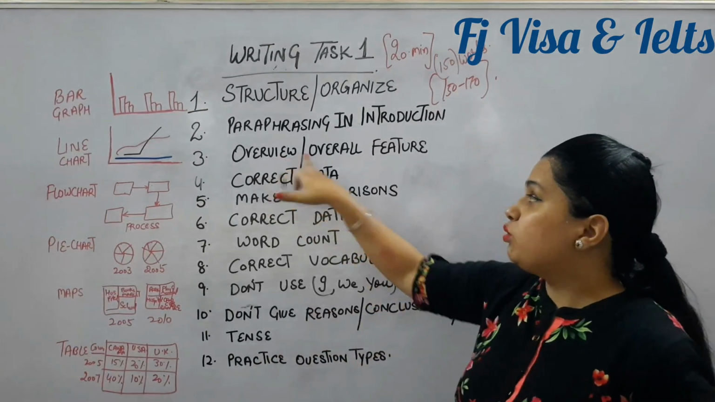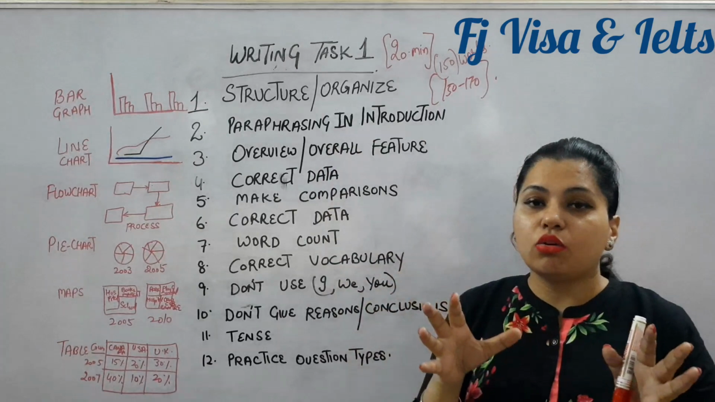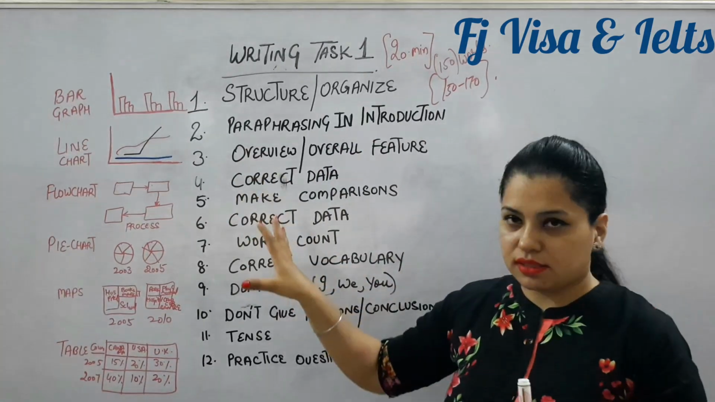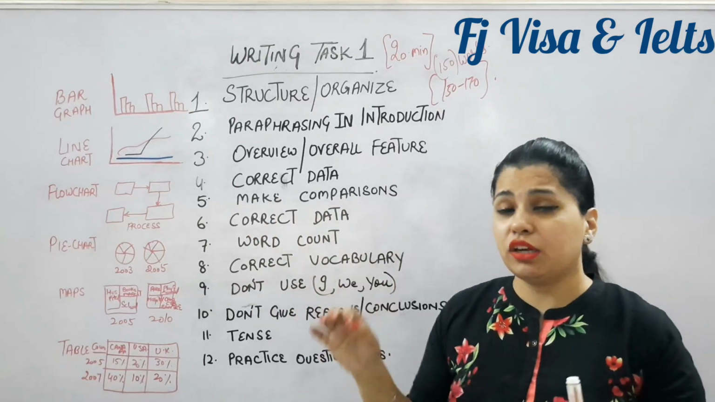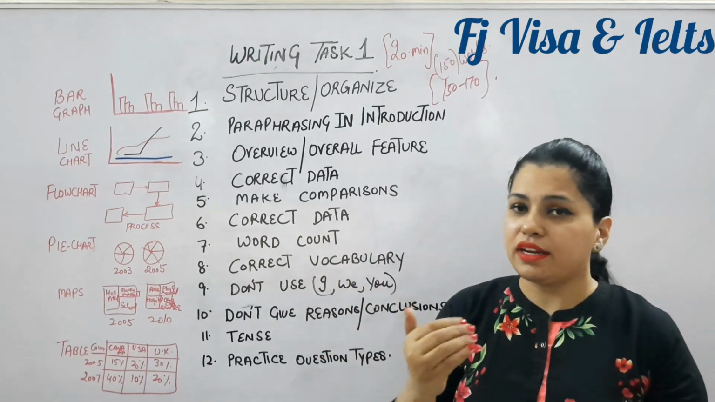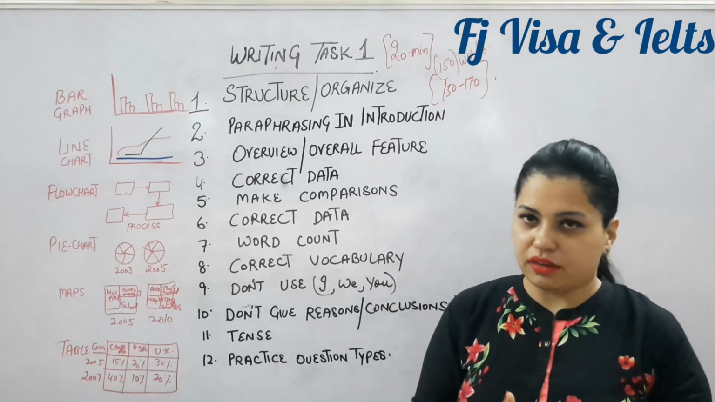Then the third point: you have to include the overall features. What are the highlighting features in the whole task? That has to be included, and it has to come in the introductory paragraph only, or one line after the introductory paragraph.